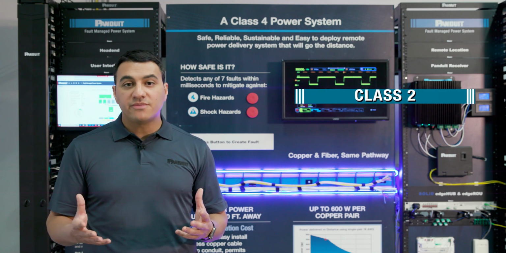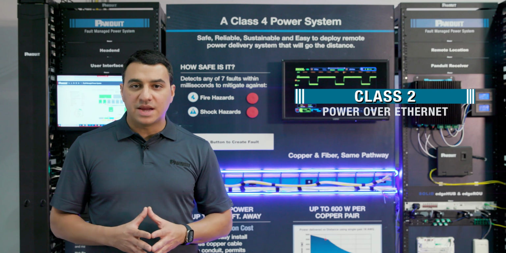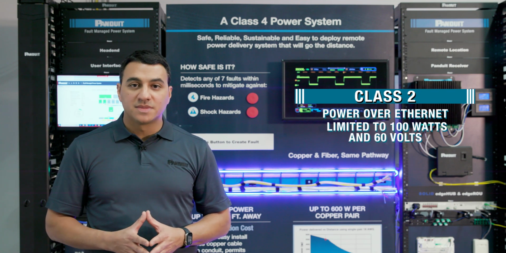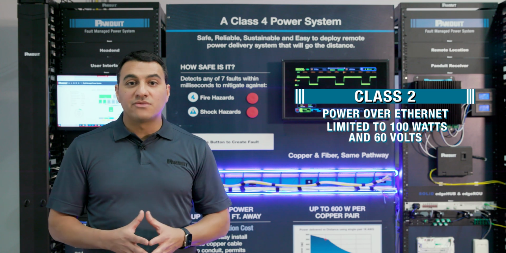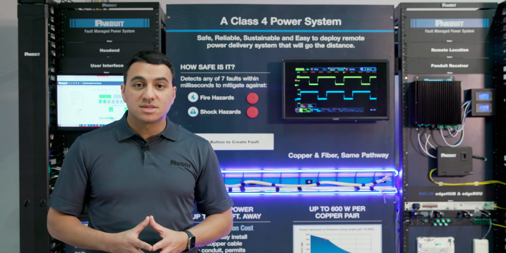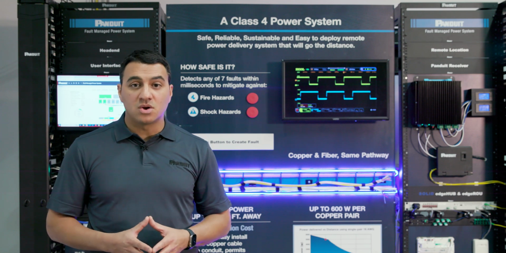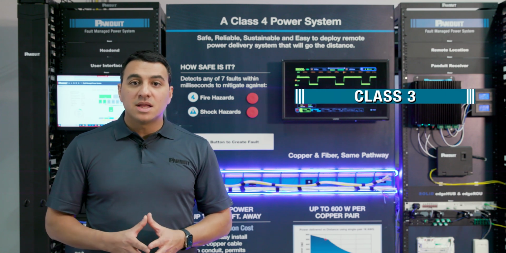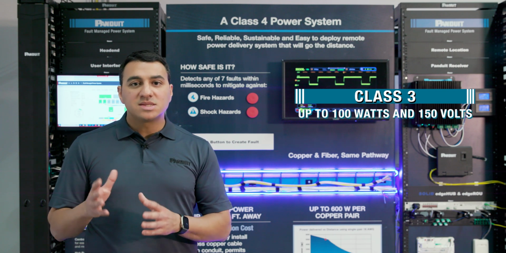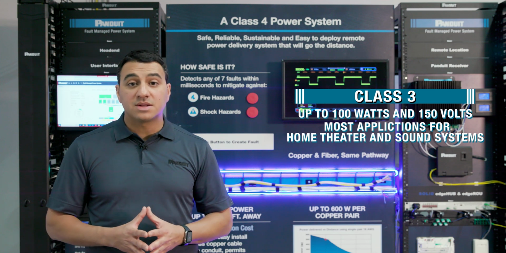Class 2, you may be familiar with, as the most common application of it is power over Ethernet. It's limited to 100 watts and 60 volts. It's great because it's considered a low voltage installation because these are power limited circuits. However, they're very limited in terms of the power and the distance that they can go. Class 3 is up to 100 watts and 150 volts. It's not very commonly used. Most applications for it are for home theater and sound systems.